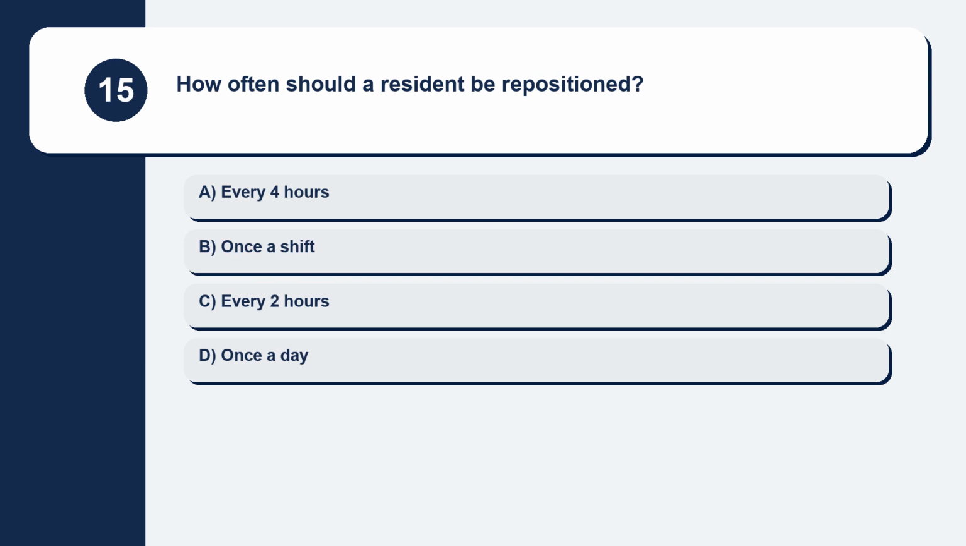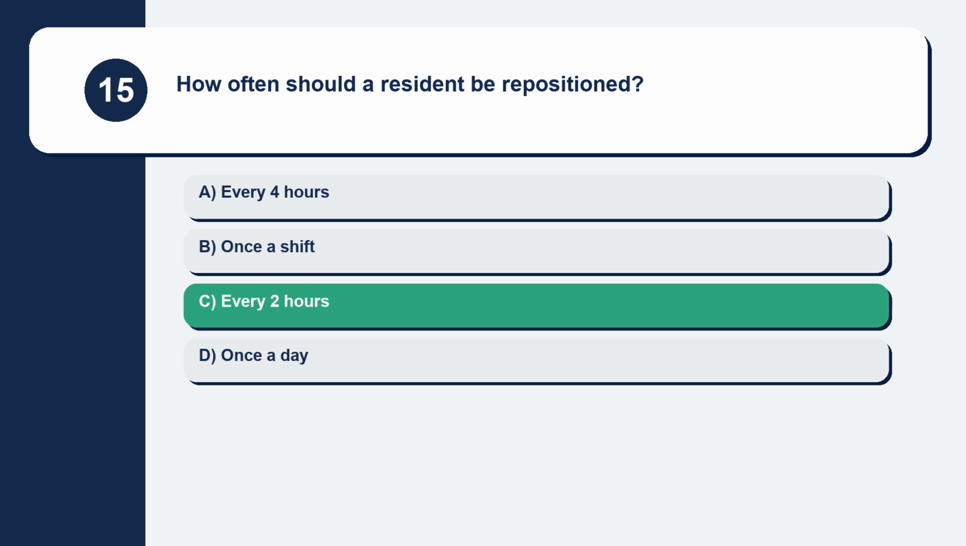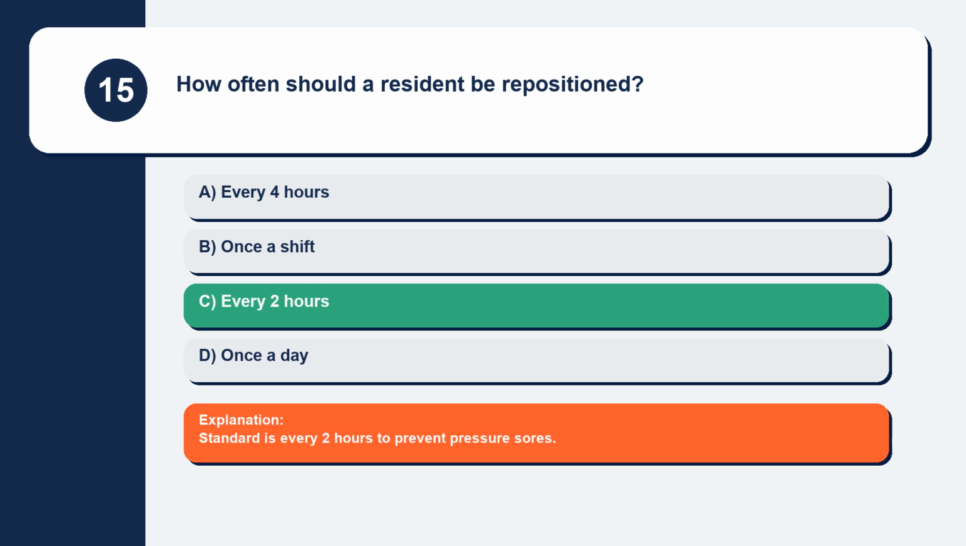Question 15. How often should a resident be repositioned? Every 4 hours, once a shift, every 2 hours, once a day. Standard is every 2 hours to prevent pressure sores.